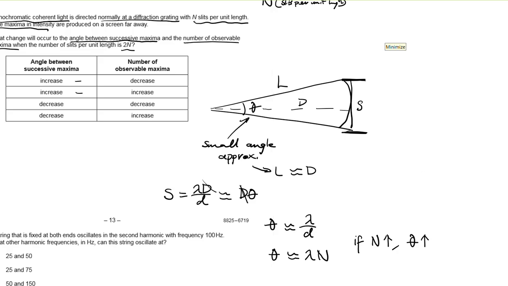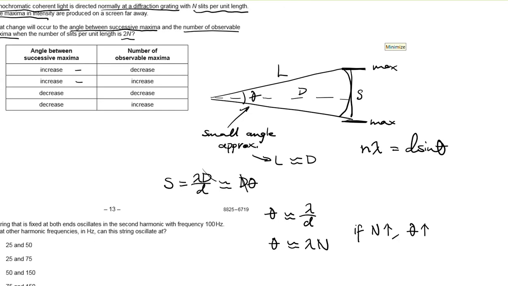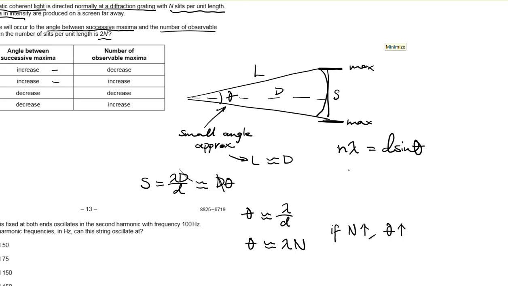And now we have number of observable maxima. Now we have to use this: d sine theta equals n lambda, and theta is the angle of the maxima. So we can reorganize this just to write in terms of n, and we have a d, so our d becomes 1 over n, and we have lambda.